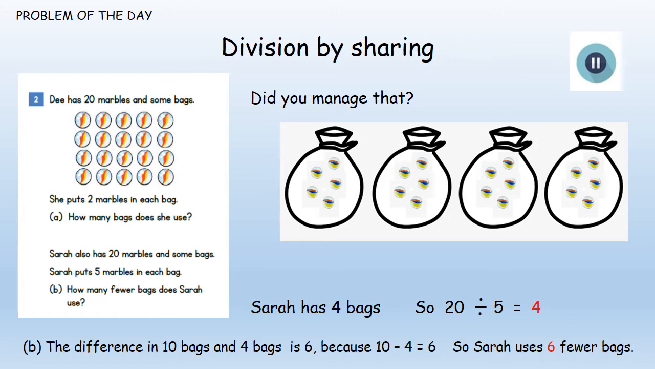Now, that's not the end of it, because now we have part B. How many fewer bags does Sarah use? How many less bags? So we need to find the difference by doing a subtraction sum. The difference in 10 bags and 4 bags is 6, because 10 take away 4 equals 6. So Sarah uses 6 fewer bags. Did you get that bit right?